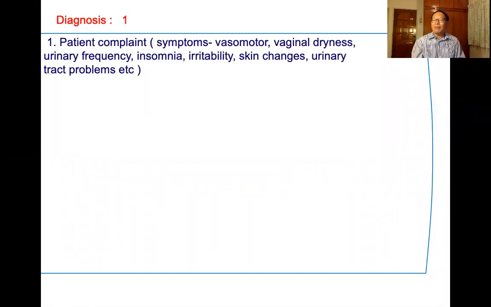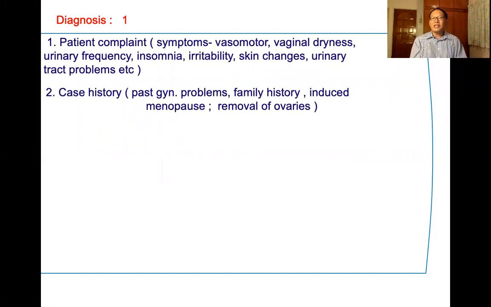The patient will come in complaining of some sort of symptoms, be it vasomotor like hot flushes or vaginal dryness, or some urinary tract problems like urinary frequency, or insomnia, irritability, or skin changes. A case history should be taken from the patient for past gynecological problems, any family history, any induced menopause, whether her ovaries are intact, whether she's had the ovaries and the uterus removed in the past.